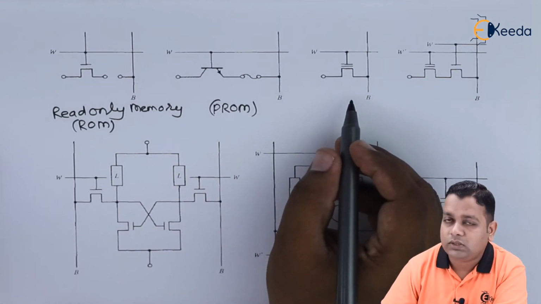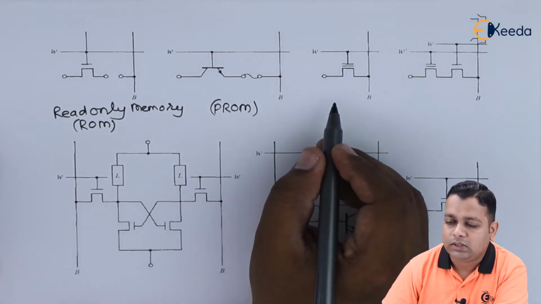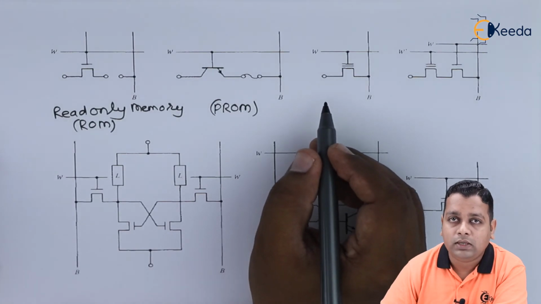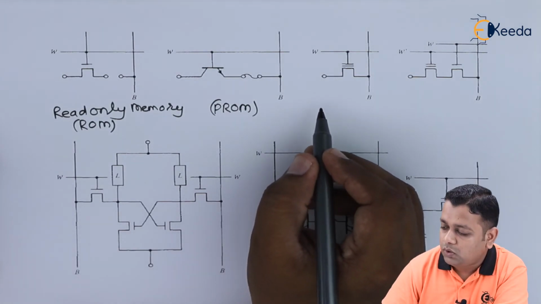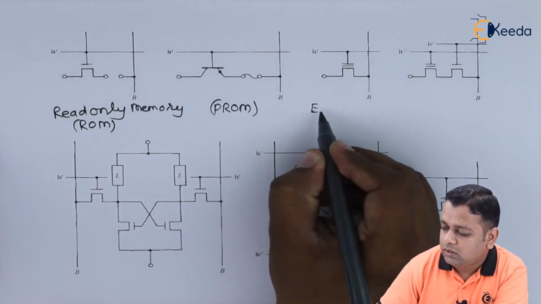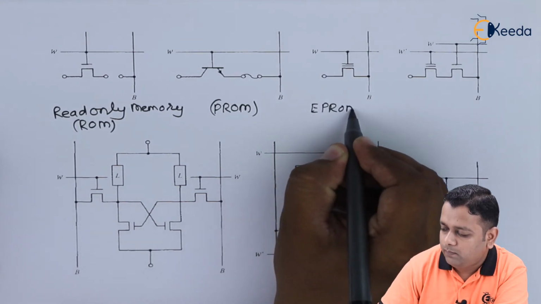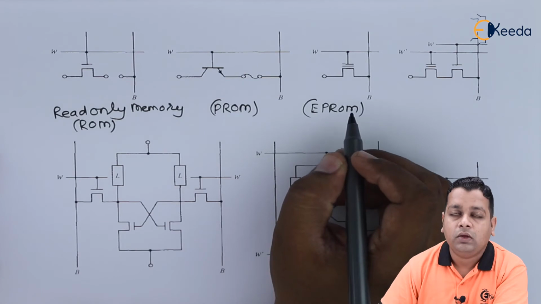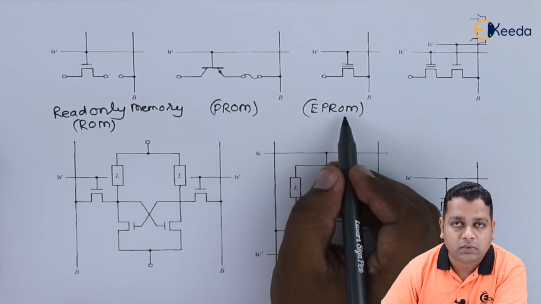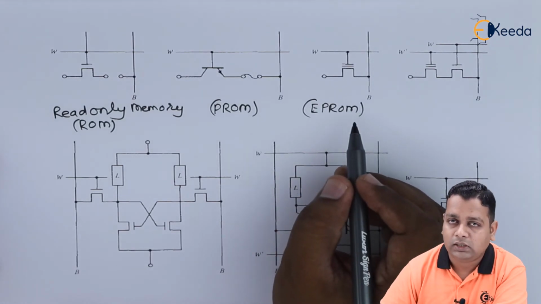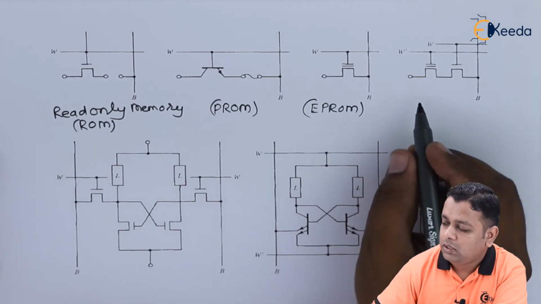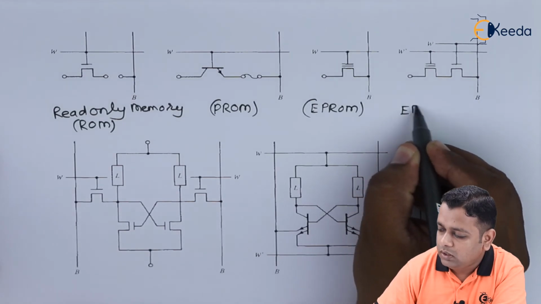The other circuitry we see here is nothing but the programmable read-only memory with a facility for erasing the memory content. This is called erasable programmable read-only memory, with the abbreviation EPROM. Whereas when the erasing of the memory content in the programmable read-only memory is by electrical means, we have the electrically erasable programmable read-only memory, abbreviated as EEPROM.